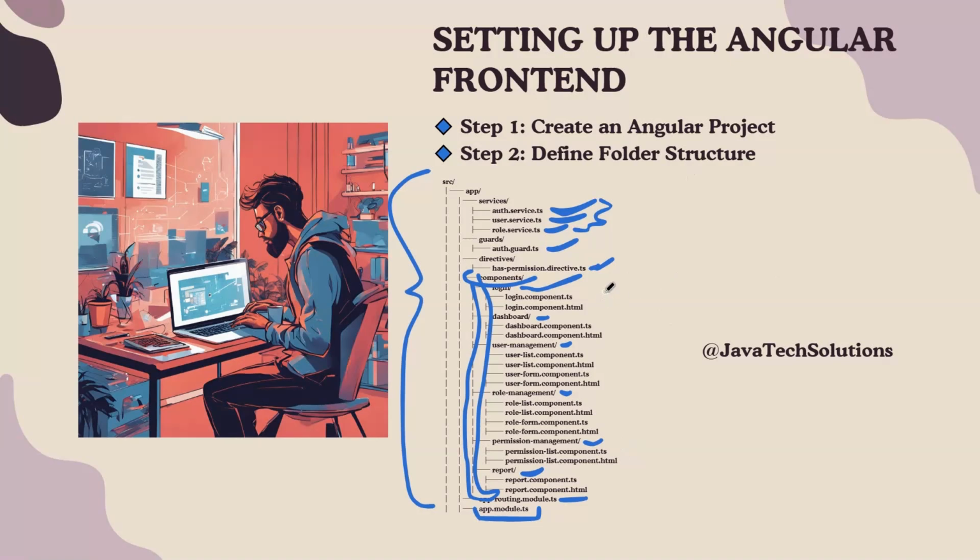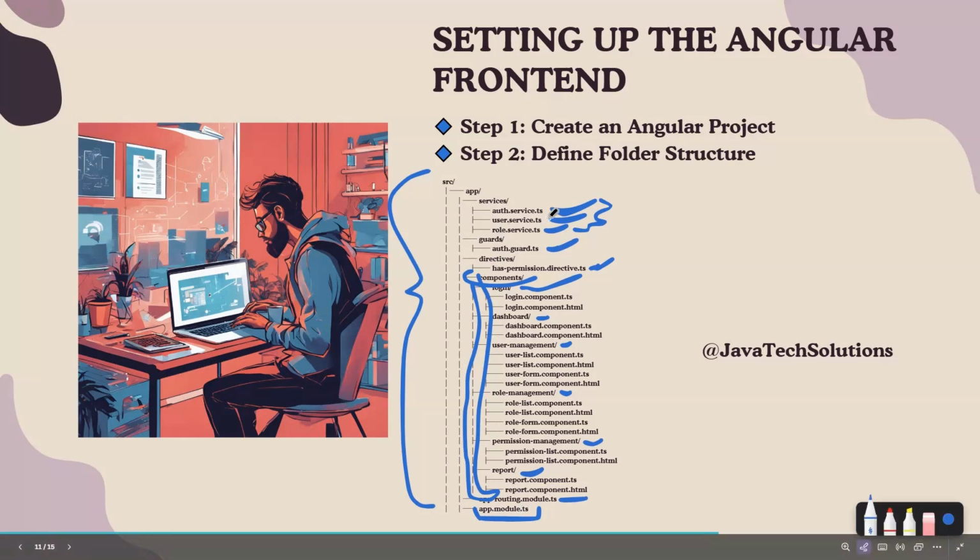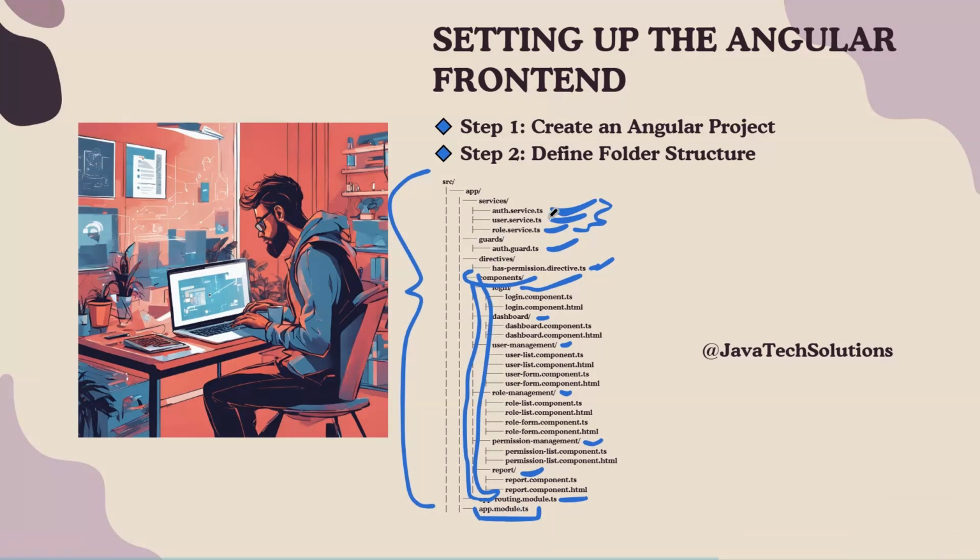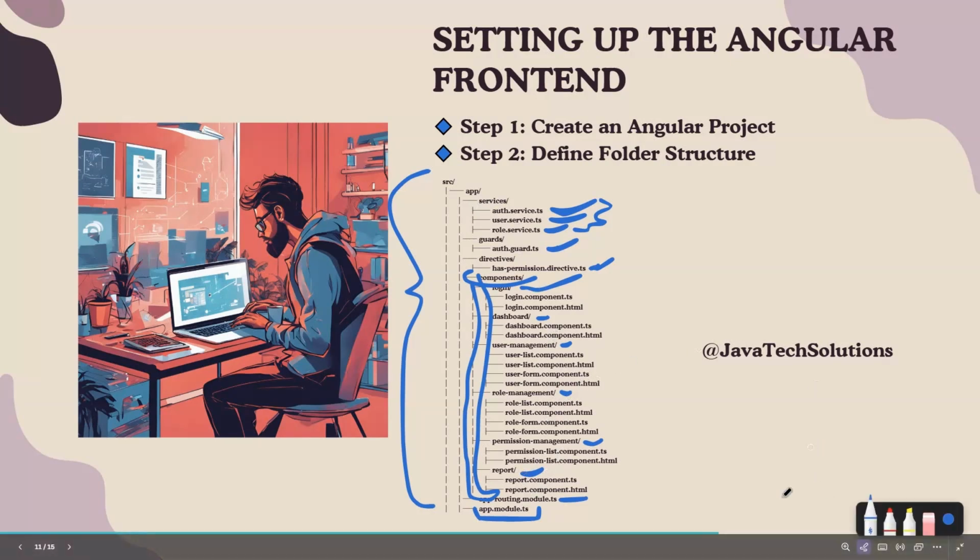I hope you know how to create the component, service, directive, and guard in Angular. In my last few tutorials I've already talked about the commands for creating components and services. If you are not aware of them, I will add those in the comment section or in the description for creating the service layer, components, guard, and routing.